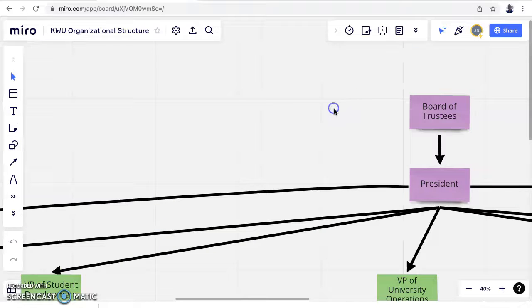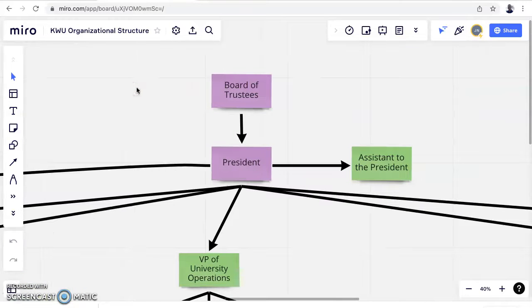So we start here at the head of our flowchart, which is going to be the Board of Trustees. They're the ones that tell the president this is what needs to happen. They meet about once a month, and for about a 3-hour board meeting just to find out what's going on in the university and make those decisions. Underneath that, we got the president of the university.